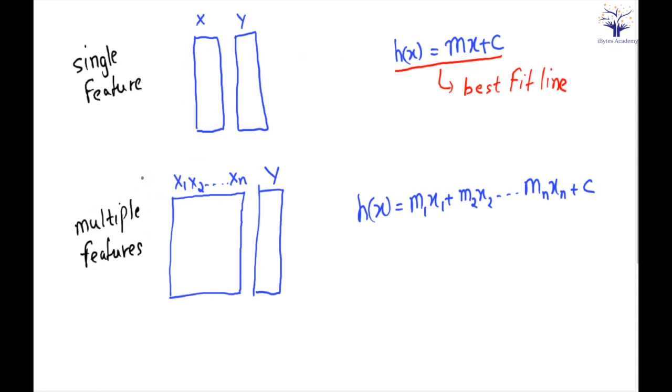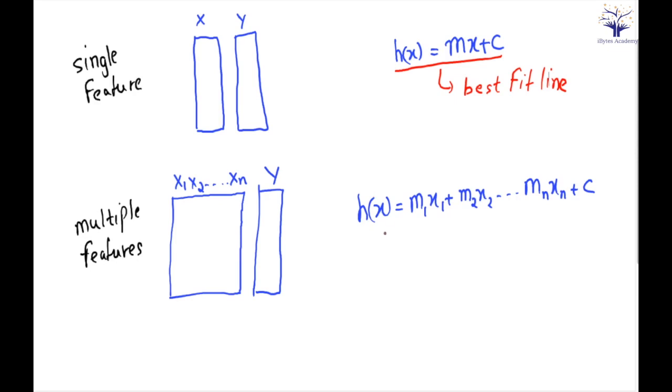But now for multiple features, where we have, let's say, n features, our hypothesis function will look something like this: m1 x1 plus m2 x2 till mn xn plus c, right? Of course, this time it won't be a line, but each of the individual features will still be varying linearly with our hypothesis function, that is with our output, right?